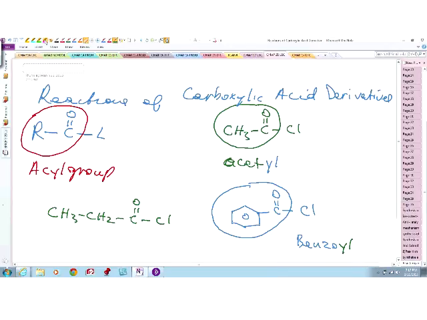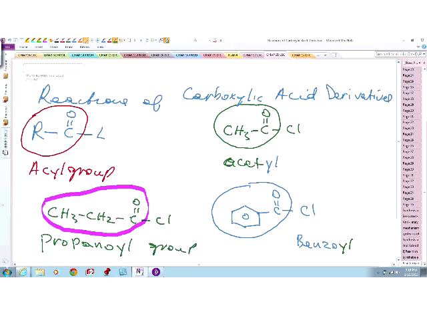Okay? What are we going to call this group here? What would be the name of this group? Propanoic, exactly. From propanoic acid, right, very good. Propanoic. So this becomes propanoyl, okay, group.